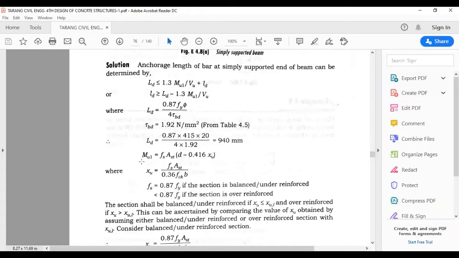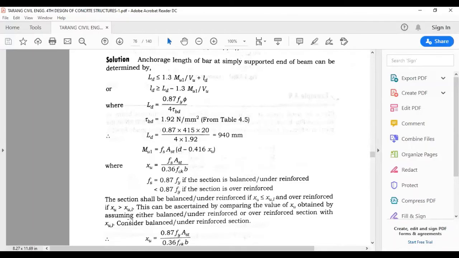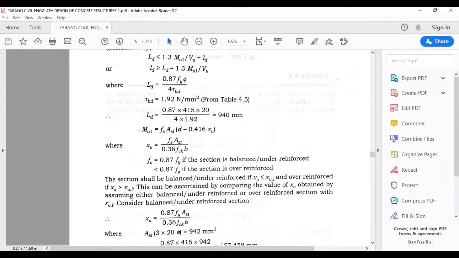And M1, the ultimate moment, is given by Fy AST times D minus 0.416 XU. So if we substitute, transpose the values here in this case of M1, and the value of XU is known as Fy AST upon, this way, and this comes out to be 0.36 FCK B.